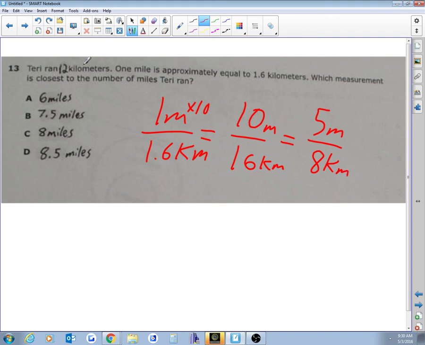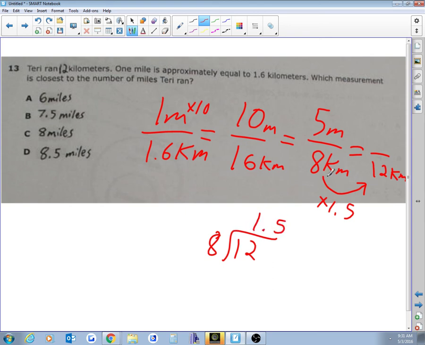I'm looking for 12 kilometers. So I put my 12 down here with my kilometers, and then 8 times 1.5 is 12. I could have gotten that by doing 12 divided by 8. That gives me 1.5. That's my scale factor. So times 1.5, times 1.5, 5 times 1.5 gives me 7.5.